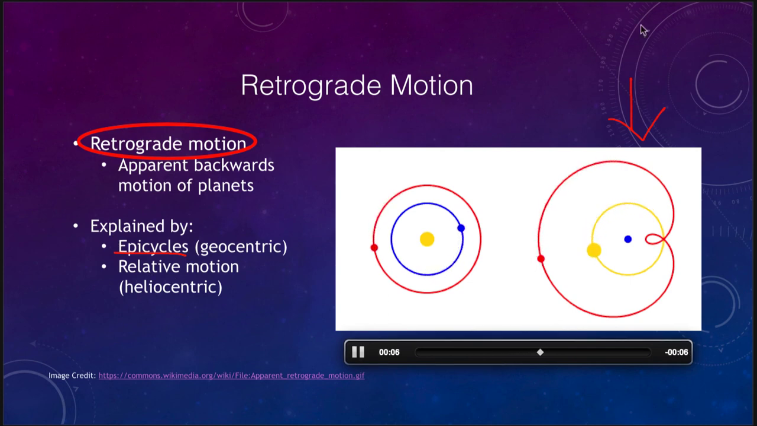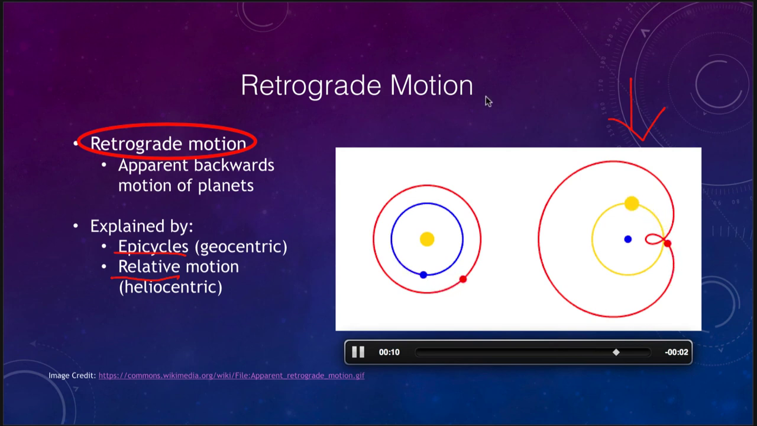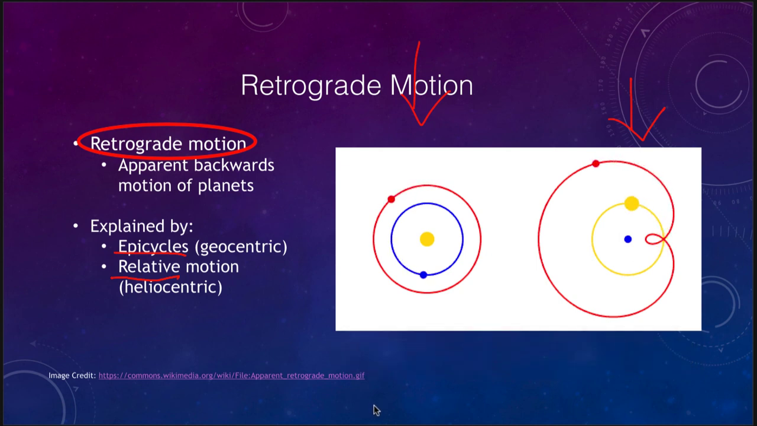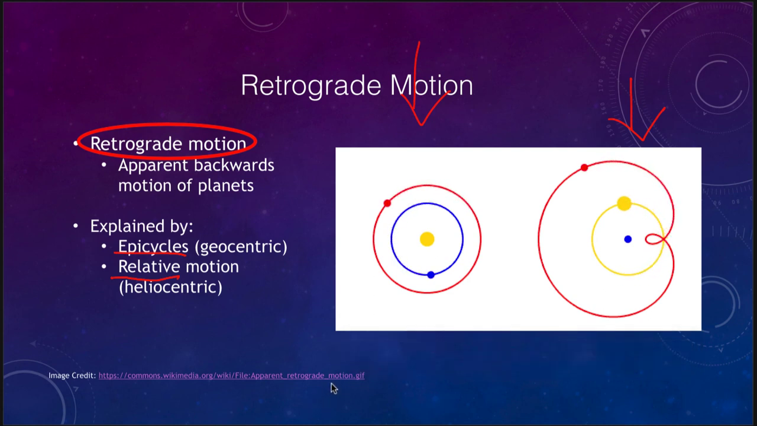In terms of the heliocentric universe that we see here on the left-hand side, it occurs when one planet passes the other. So again, you have the sun in yellow, the Earth in blue, and Mars in red. And as the Earth comes up and passes Mars, it will make Mars appear that it is going backwards relative to the more distant stars. So it is an apparent motion, but they both can explain the retrograde motion.